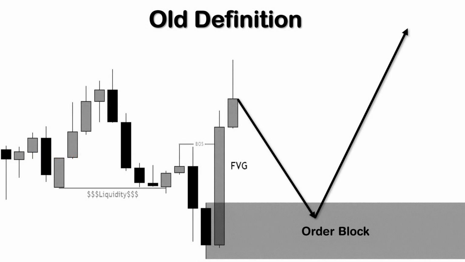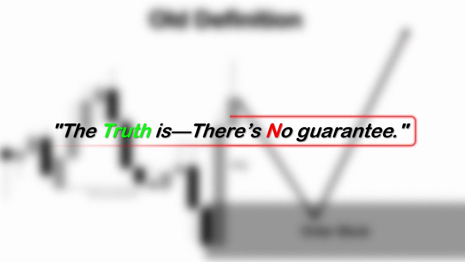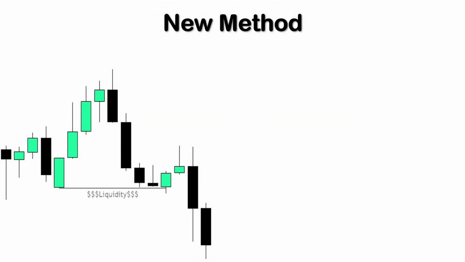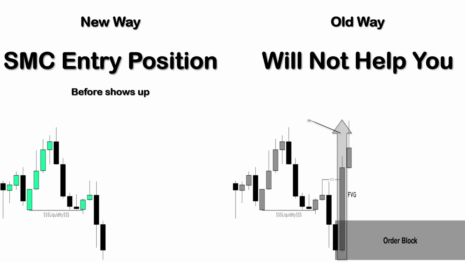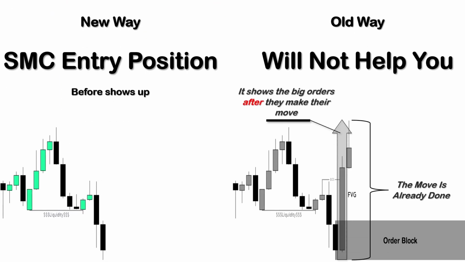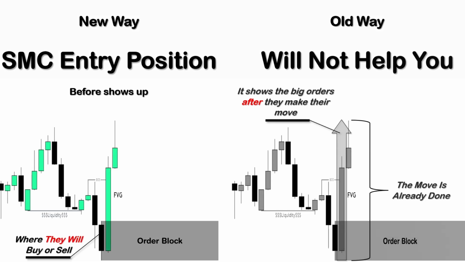Think about it. What guarantees that price will return to these zones? What guarantees it will react the way we expect? The truth is, there's no guarantee. So there is a better idea. If you identify a zone where a financial institution has already opened a buy position, just enter alongside them. But the old way will not help you because it shows the order blocks after they make their move. Instead, the new method will let us know where they will do this, so let's understand it better.